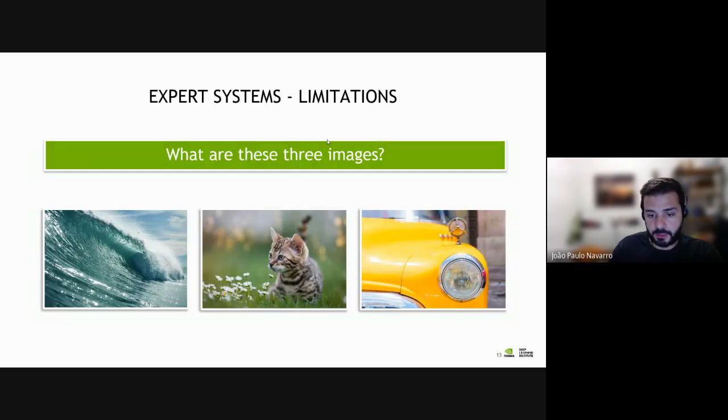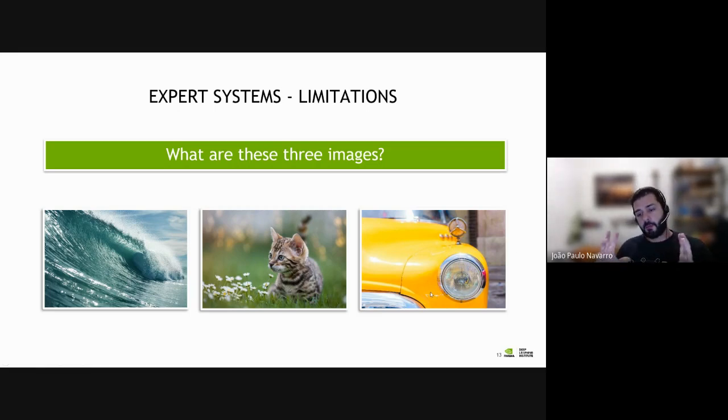Let's talk about a concrete example. What are these three images that we're seeing here? We're seeing lots of different patterns in these images. Suppose you want a classification algorithm that receives one of these images as input, and the output is a label that tells you what is being represented. For example, here we can label it as an ocean or a wave. In the second image, a kitty, a cat. In the third one, a car.